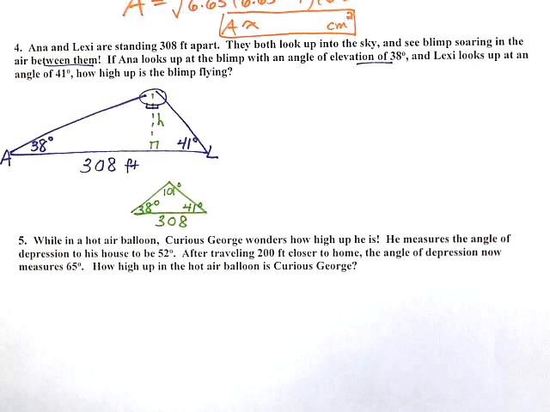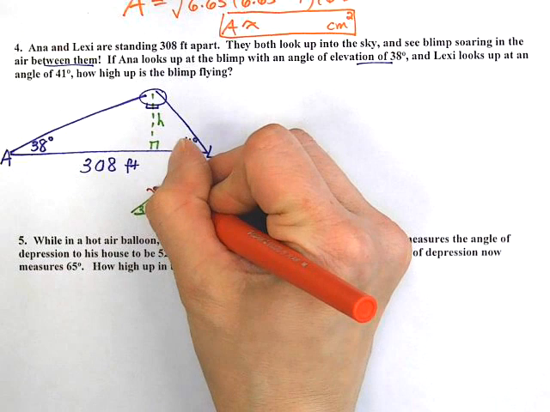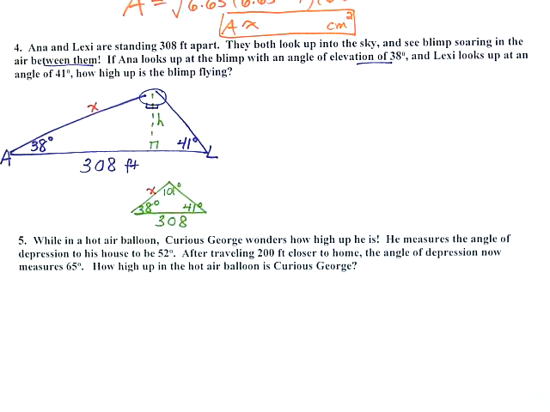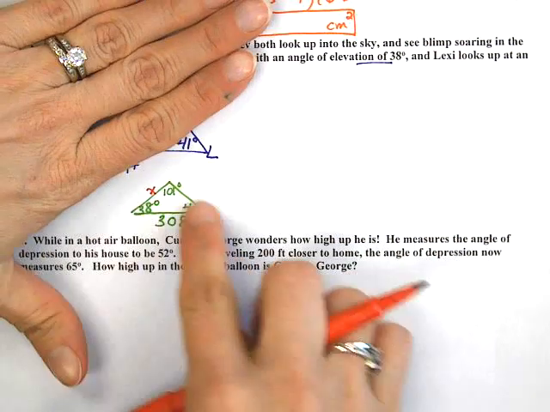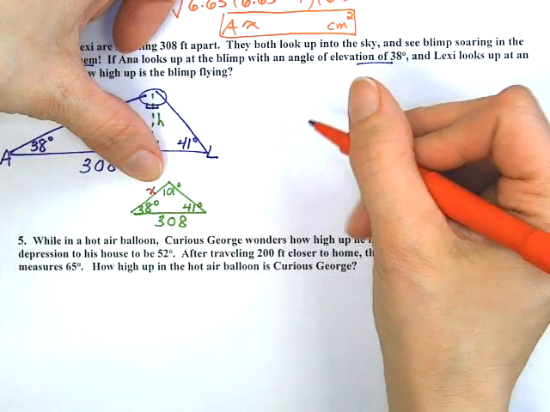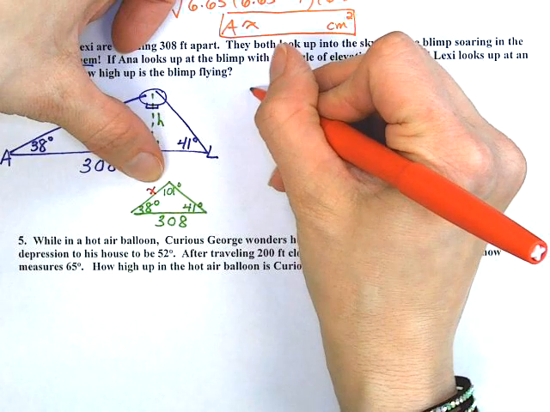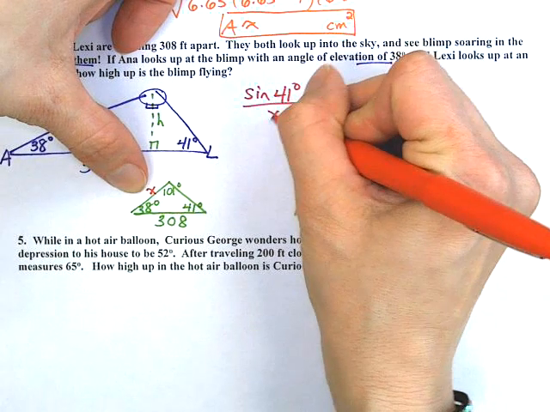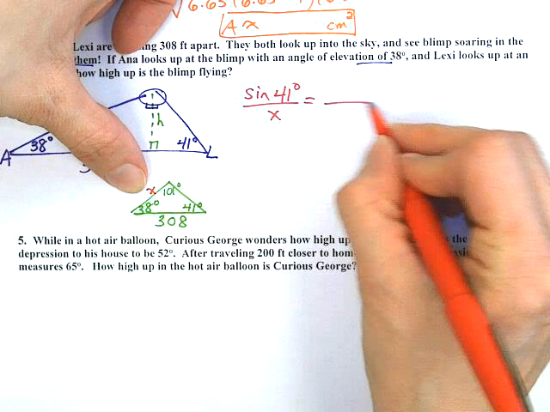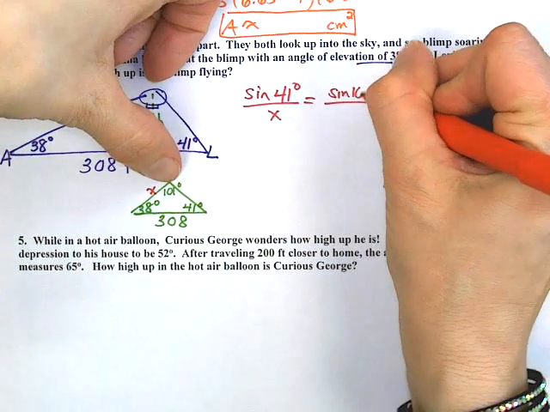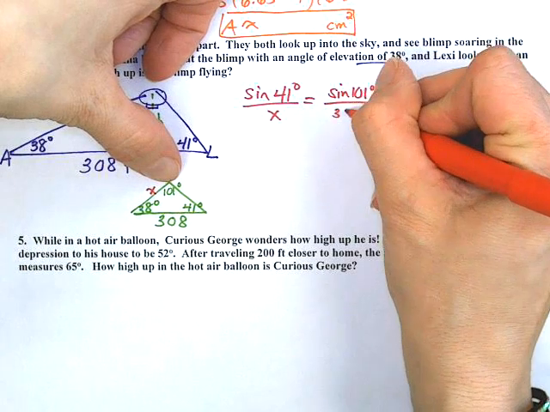Okay, so let's find something from this big triangle that I could use in one of these smaller triangles. I'm just going to randomly pick a side here and call it X. So I'm going to find X. That'll help me find H. This obtuse triangle here is not a right triangle, so we're going to have to do law of sines. So let's see. Sine of 41 degrees goes with the X. And now let's pick another ratio where we know both the numbers. How about sine of 101 goes with 308?